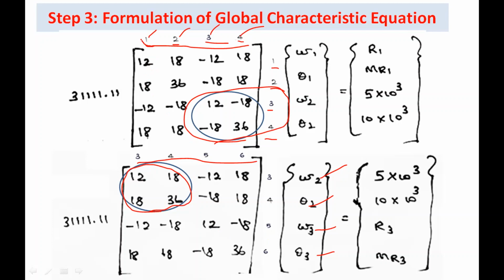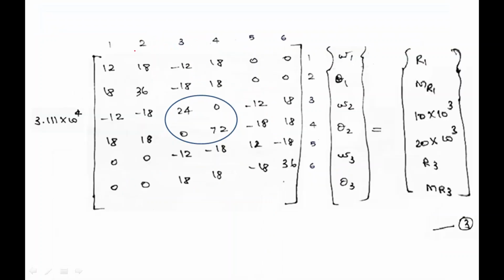For example, this 1 1 element will be 12. Global characteristic equation we will write 12 like that. Similarly, if you take this fifth row, fifth element, this is 12. Like that we can form the global characteristic equation using this number. Here this is the global characteristic equation. These are the numbers 1 2 3 4 5 6.